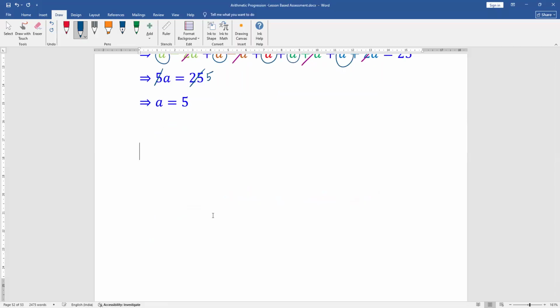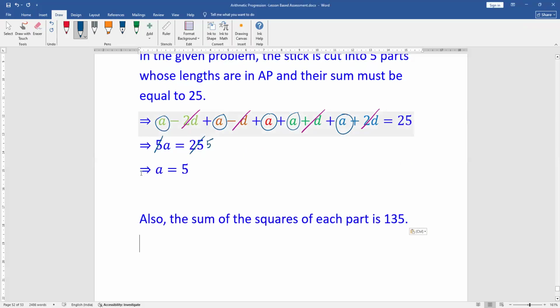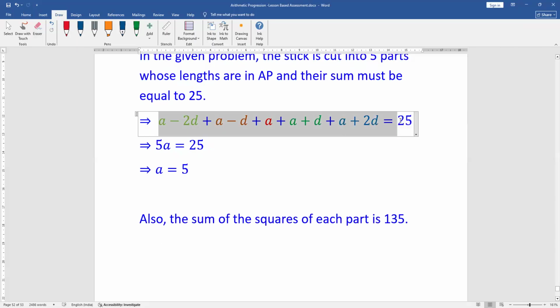Then in my next step, I said that also the sum of the squares of each part is 135. So we are going to write it: the sum of the squares of each part is 135. That means you're going to square each of these parts, so let us square that.